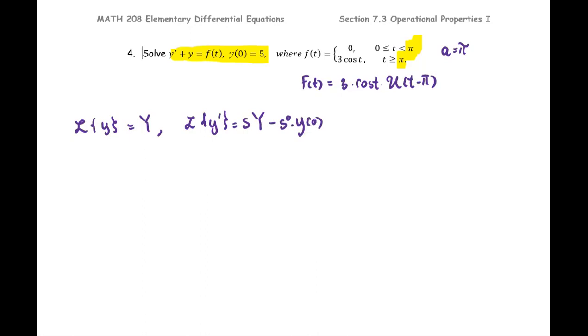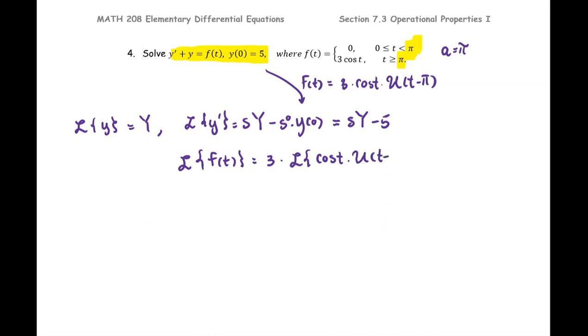And in this problem, the initial condition is 5. Now we have the Laplace transform of the y prime in the form of s multiplied by the capital Y minus 5. And next, we are going to find the Laplace transform of the function f of t. Since 3 is the constant multiple, we treat 3 as a coefficient. So the Laplace transform of the f of t is 3 multiplied by the Laplace transform of the cosine t multiplied by the unit step function t minus pi.